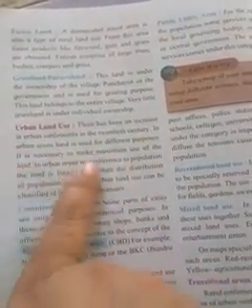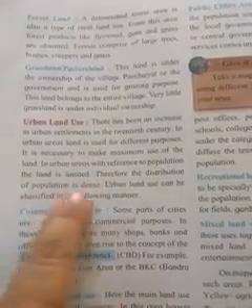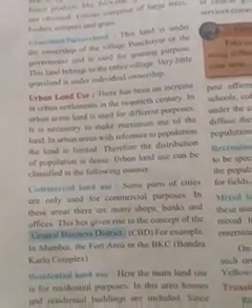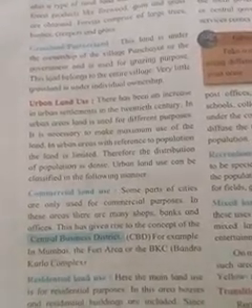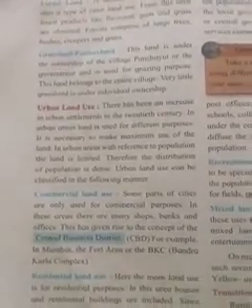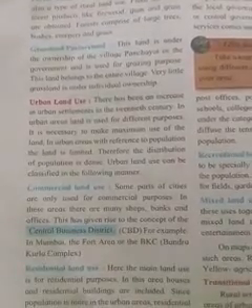It is necessary to make maximum use of land. In the urban areas, with reference to population, the land is limited, and the distribution of population is dense. Urban land use can be classified in the following manners. That means the urban settlement increased in the 20th century, and in urban areas land is used for different purposes. Which different purposes does urban land use serve?